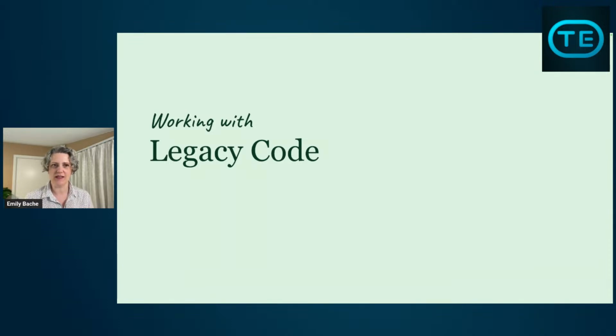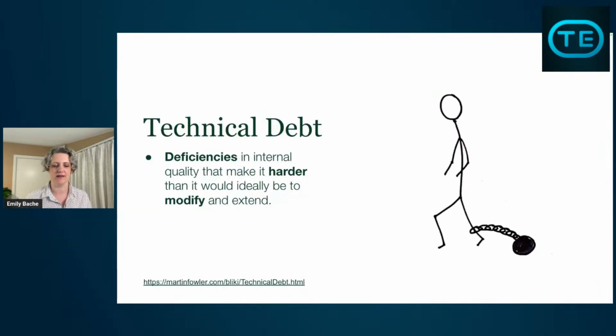And what we see in this code, how we know we've got difficulties, is we've got technical debt. Technical debt's a term invented by Ward Cunningham, and I think it has drifted a little bit in meaning since he came up with it. I prefer this description from Martin Fowler, who says, technical debt is deficiencies in the internal quality, that is the design of the code, that make it harder than it would ideally be to modify and extend. So it slows you down.